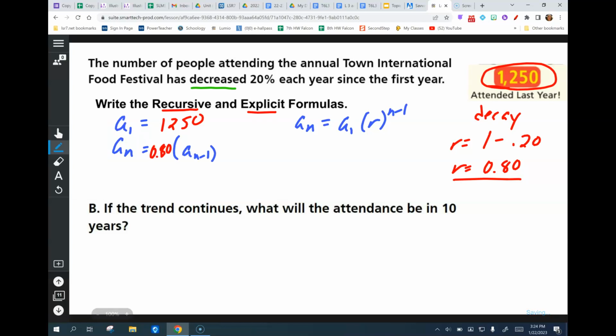So now plug it into the explicit, because that's where I'm really going to find out what I need. A sub 1 is 1,250 times a rate of 0.80 to the n minus 1. So as you can see, a decay is actually a geometric sequence. We just have to find out what that 1 minus r is first. Okay, so that would be our general formula.